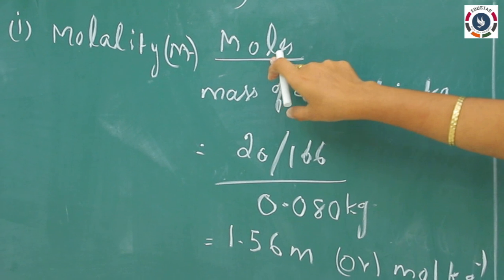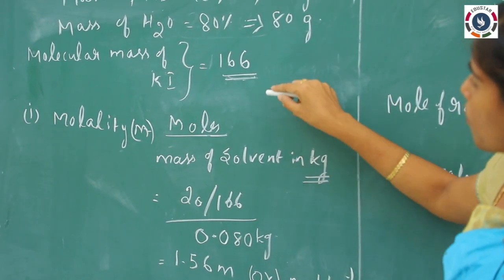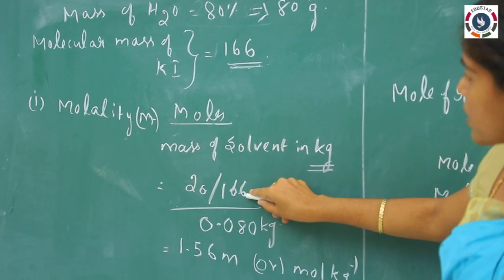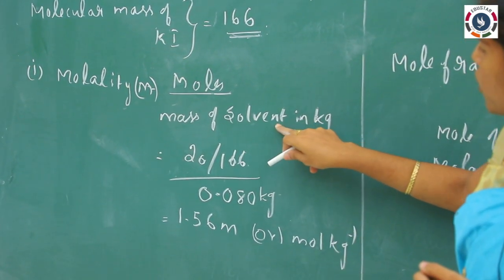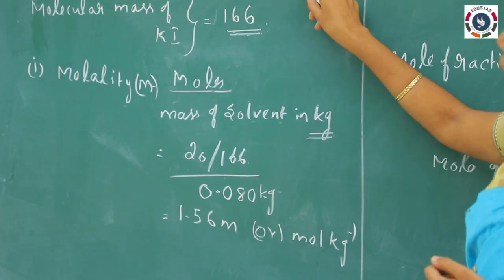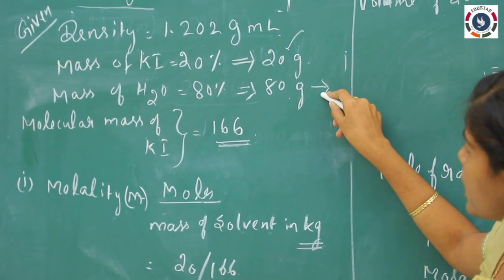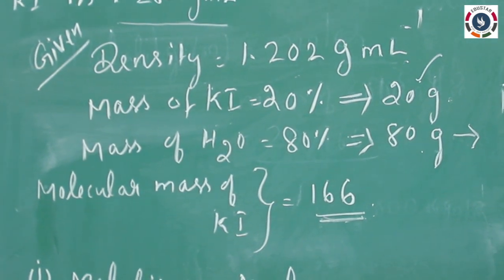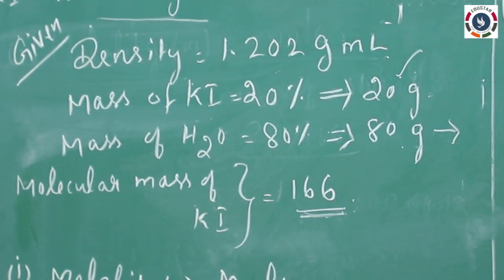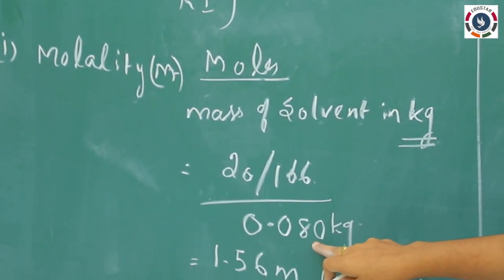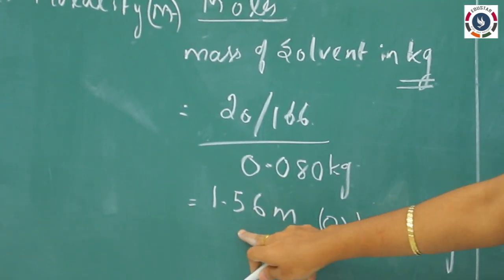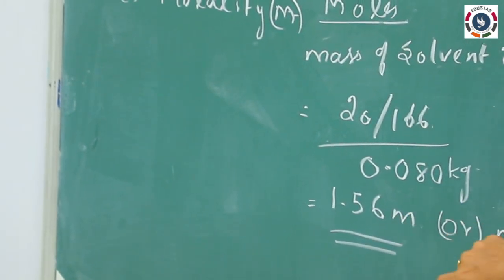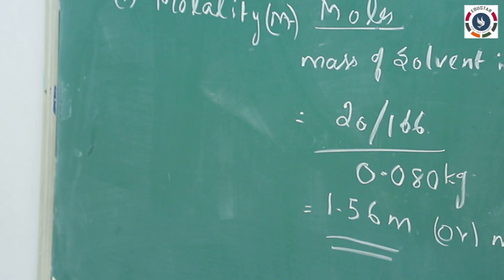So what is the moles here? The weight divided by molecular mass, 20 divided by 166 I have written here. The mass of solvent should be written in kg, that is 80 grams should be converted to kg. How can we convert grams into kg? By multiplying by 10 to the power of minus 3, so we are getting 0.080 kg. We are getting the answer 1.56 molality, or we can say mole per kg.